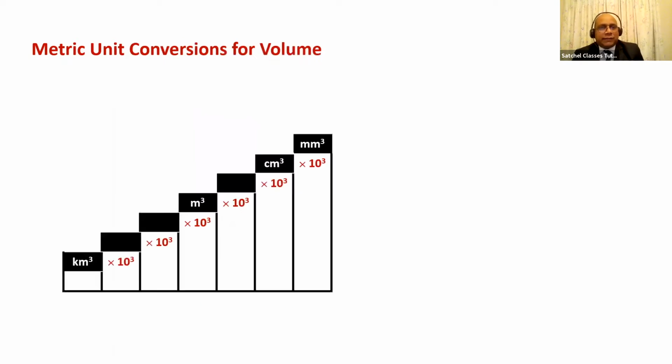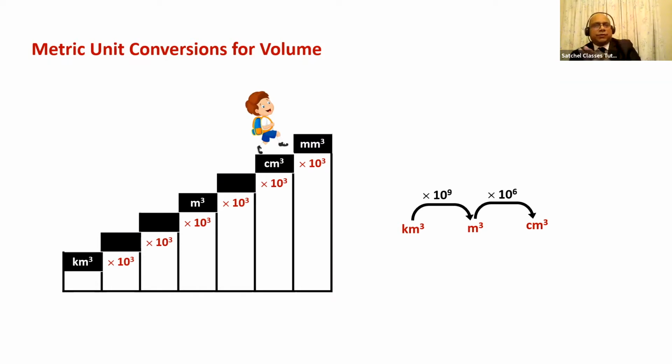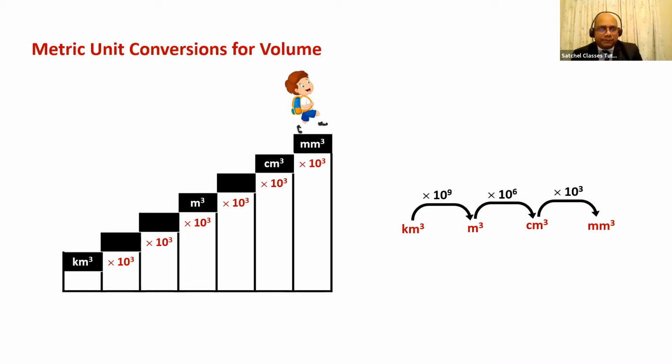And yes, you guessed it right. This time to convert, each step would now be equal to 10 cubed. So to go from kilometer cubed to meter cubed, which is the base unit, you need to climb up 3 steps. And since each step is 10 cubed, 3 steps would be 10 to the power of 9, and because you're going up, you multiply by 10 to the power of 9. To go from meter cubed to centimeter cubed, that's 2 steps up. So you multiply by 10 to the power of 6. Remember, each step is 10 cubed. So 2 steps will be 10 to the power of 6. And to go from centimeter cubed to millimeter cubed, it's just one step up. So you multiply by 10 to the power of 3.